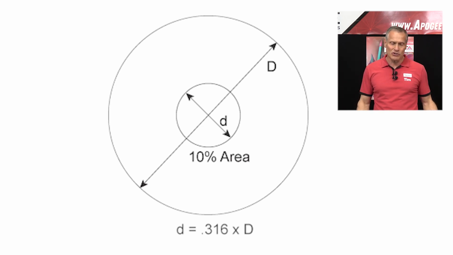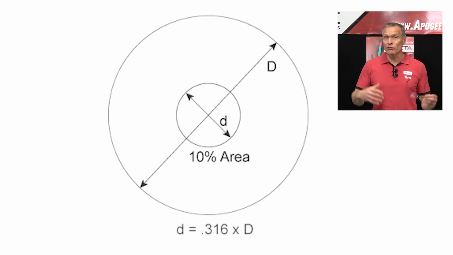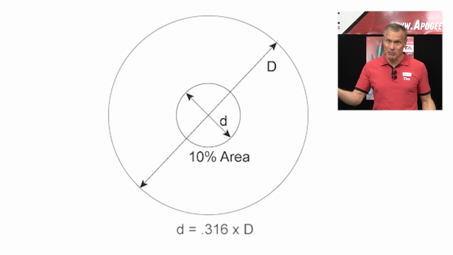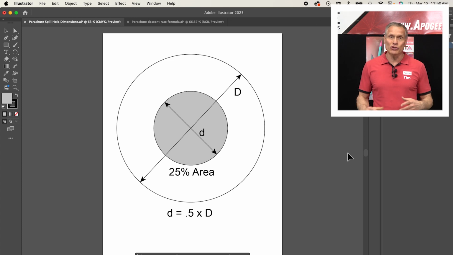We want to know what percentage of the area of the whole parachute that is. So right here on this screen, this hole in the middle is 10% of the total area, which means that the small diameter of this inside circle is 0.316 times the big diameter. So it's a fraction of the big diameter. As a reference, this parachute shows a 25% area. So the small circle in the middle is 25% of the entire canopy area.